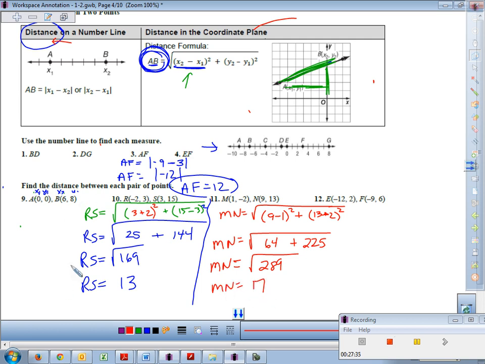Timeout. We've done 1, 2, 3 problems so far. They all came out to be whole numbers. Everything was perfect square. Do you think they will always be like that? No. So let's try again. Let's find the distance from E to F. Distance from E to F. Set it up. Big old honker radical. Watch your signs.